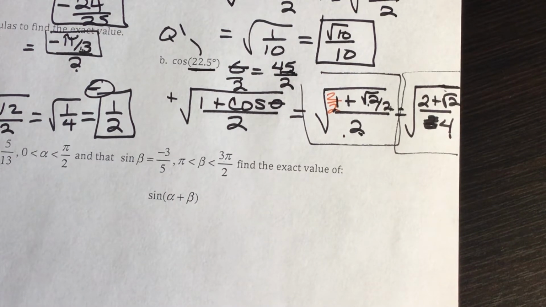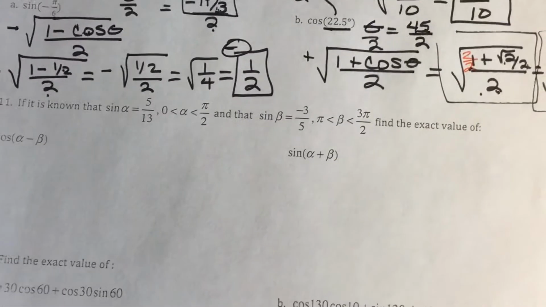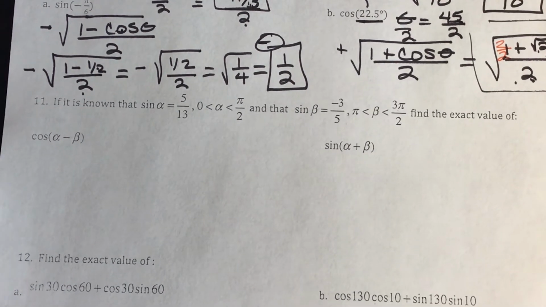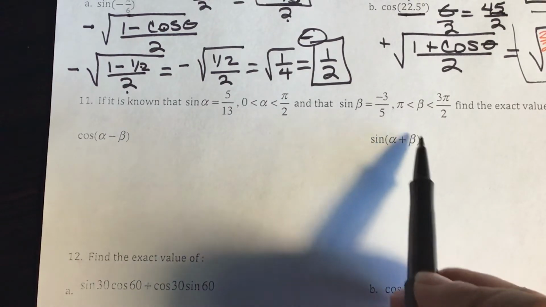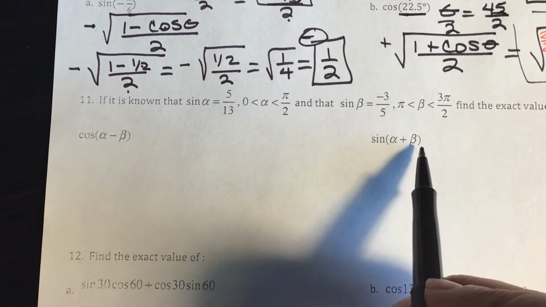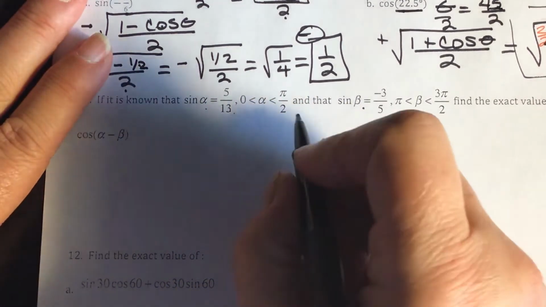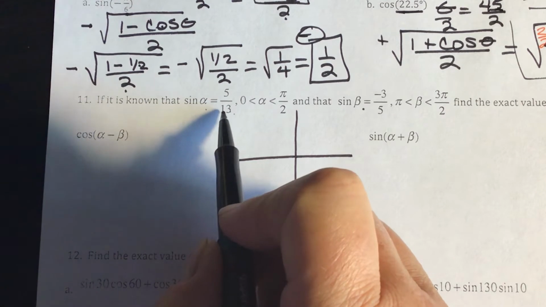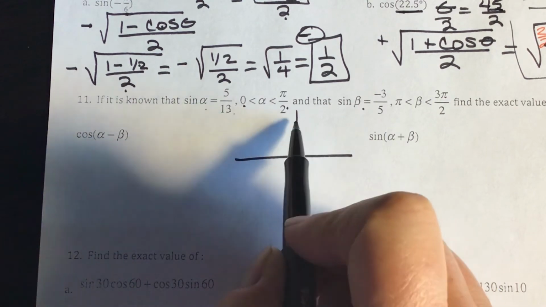Number 11, it says if it's known that sine of alpha equals 5 over 13 and sine of beta is negative 3/5, find the exact value of cosine of the difference of the two angles and then sine of the sum of two angles. All right, so we know sine for each of these, so I need to find cosine. So in this first angle, it has to be between 0 and pi over 2. So it's going to be in quadrant 1.